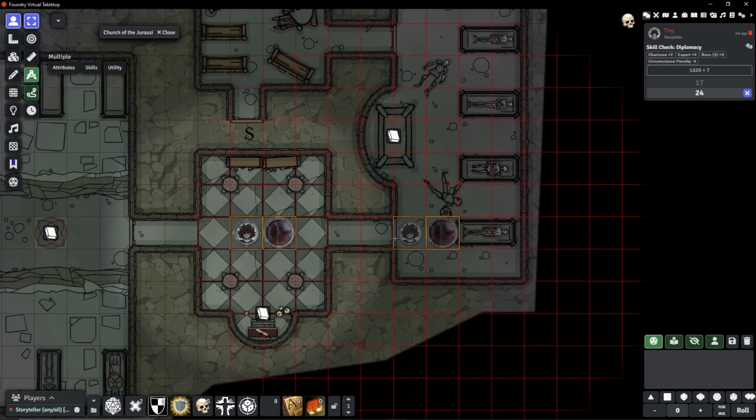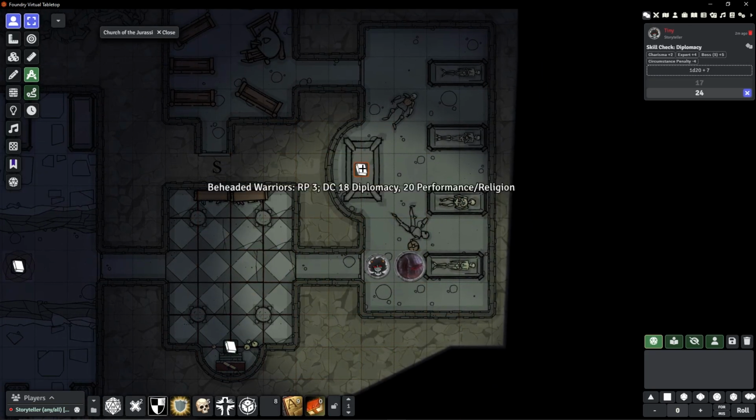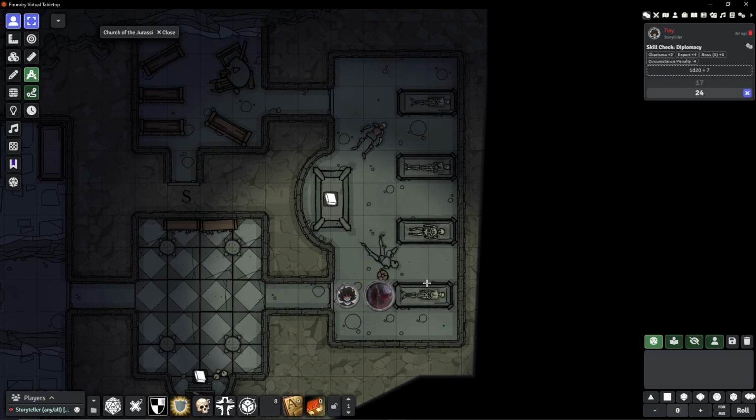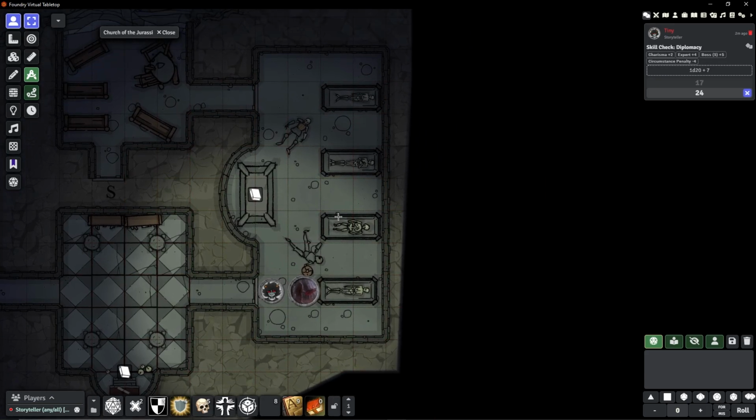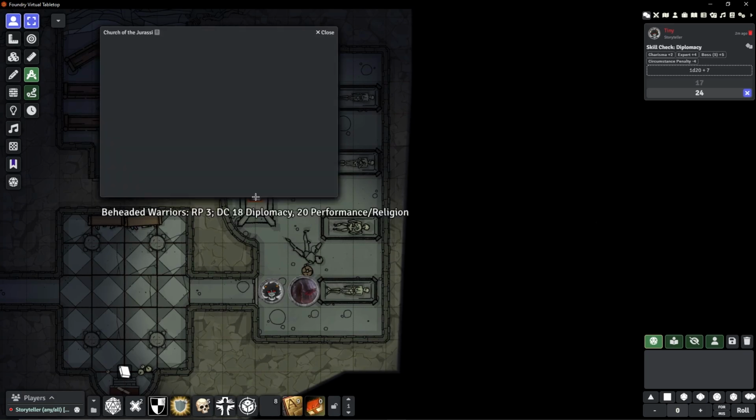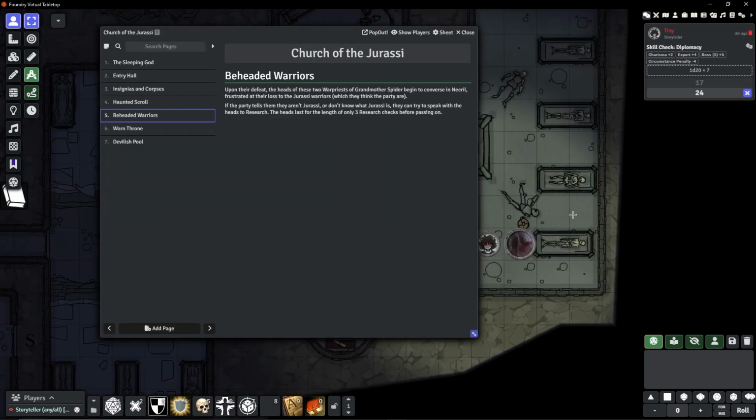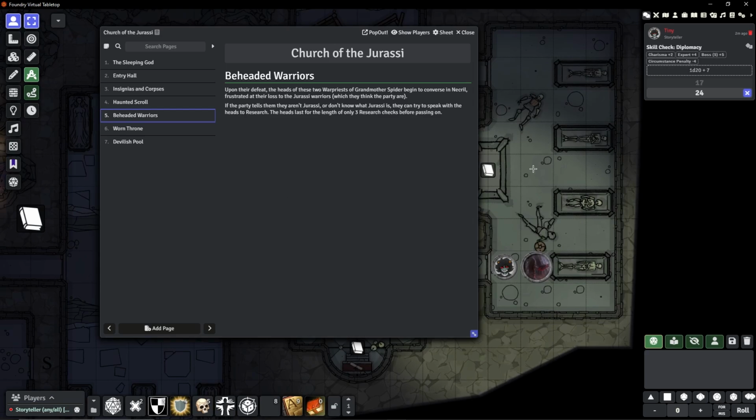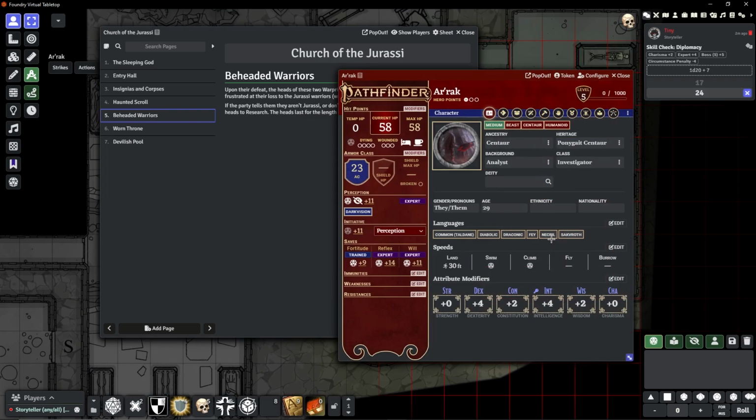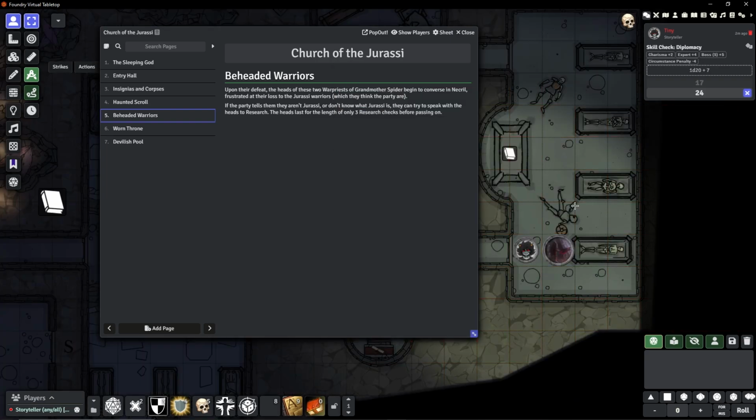The party is going to continue onwards into this room. Beheaded warriors, the skeletons here, would simply rise up and battle them in silence, but after being defeated, the heads of the 2 war priests of Grandmother Spider, these 2 in the middle, begin to converse in Necril. Fortunately, Auric does speak Necril, and so is able to communicate with them.